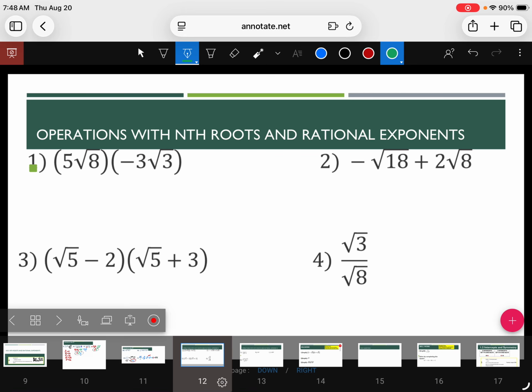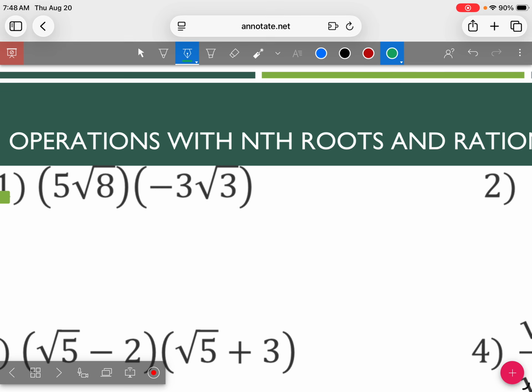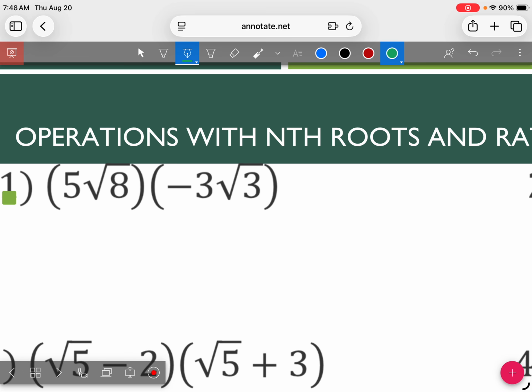So we're just doing operations with radicals now. You've seen these before in algebra, but I know for some of you all that was 2 years ago. So now we're multiplying. Let's talk about multiplying.